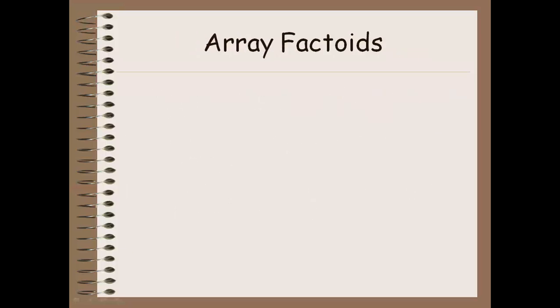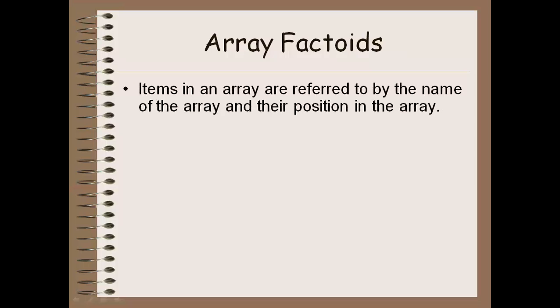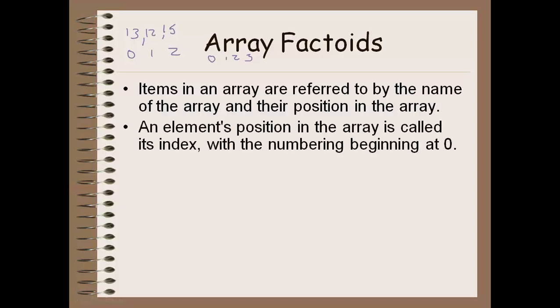So a couple of things we might want to know about working with arrays before we get into how to actually use them. The first is that items in an array are referred to by the name of the array and their position in the array. So I might have values in an array of 13, 12, 15, and so on. Just like when we worked with strings, where I had positions of each character starting at 0, going 1, 2, 3, and so on, the same thing is true for elements in my array. Each one has a position 0, 1, and 2. So if I want to access this particular element, I'll be looking at my student ages array position 2. And I'll show you how to do that in code in a couple minutes.